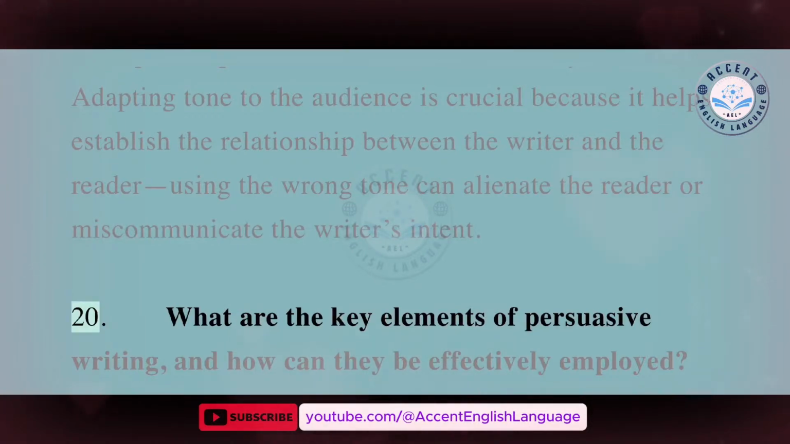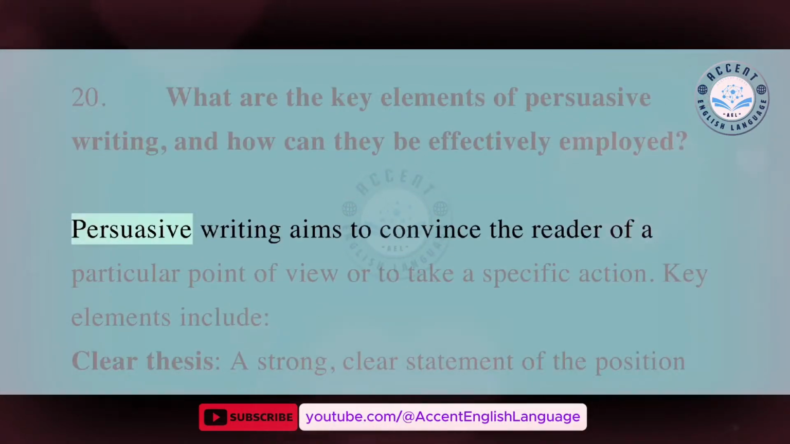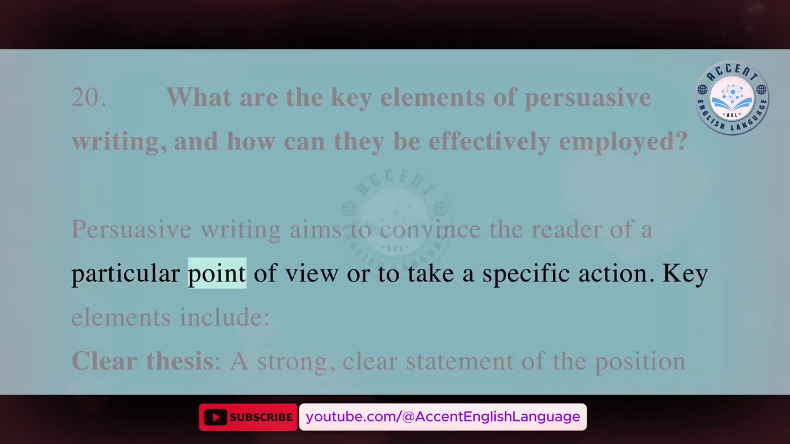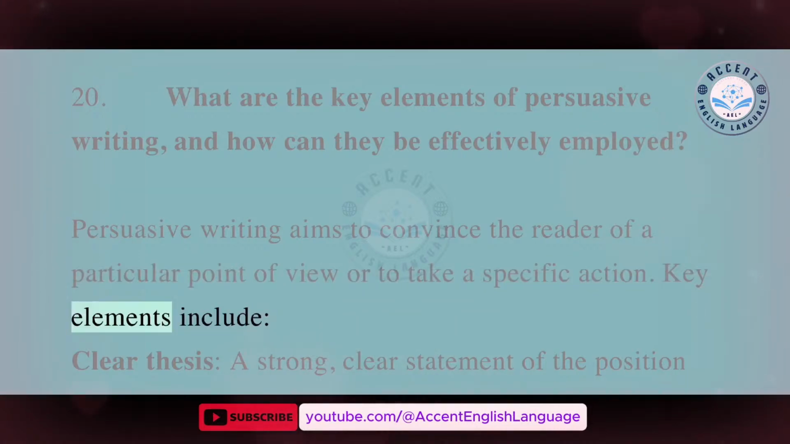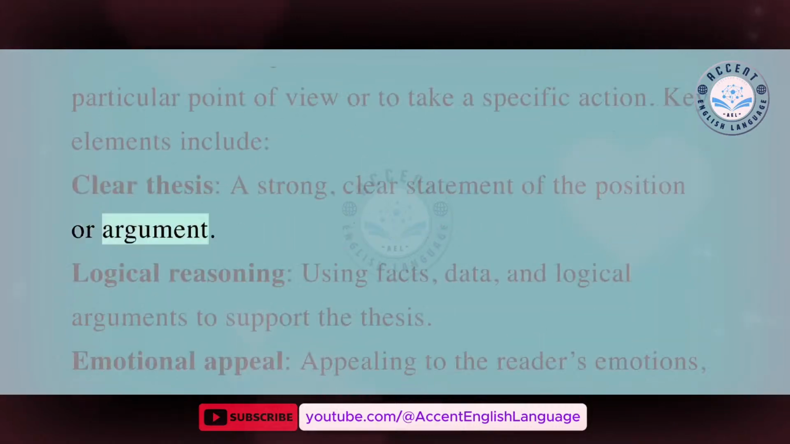20. What are the key elements of persuasive writing, and how can they be effectively employed? Persuasive writing aims to convince the reader of a particular point of view or to take a specific action. Key elements include a clear thesis, a strong, clear statement of the position or argument.